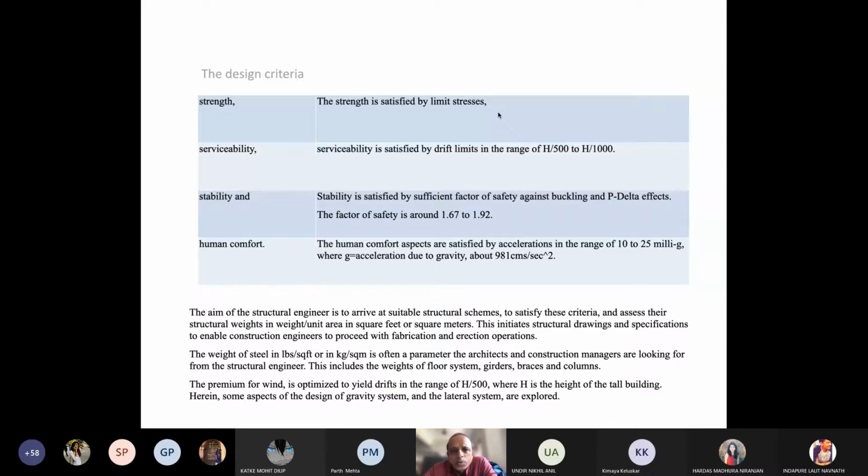Of course, when Guru talks about it, he'll get into greater details of probably this, or he will talk about the other aspects of structures within the building. So the aim of the structural engineer is to arrive at a suitable structural system which satisfies these criteria, and to assess their structural weights in weight per unit area, in square feet or square meters, because ultimately from construction point of view, from architects perspective, we as architects or construction engineers, we understand fabrication and erection operations. So for that we need to understand what is the weight per unit area of the building.